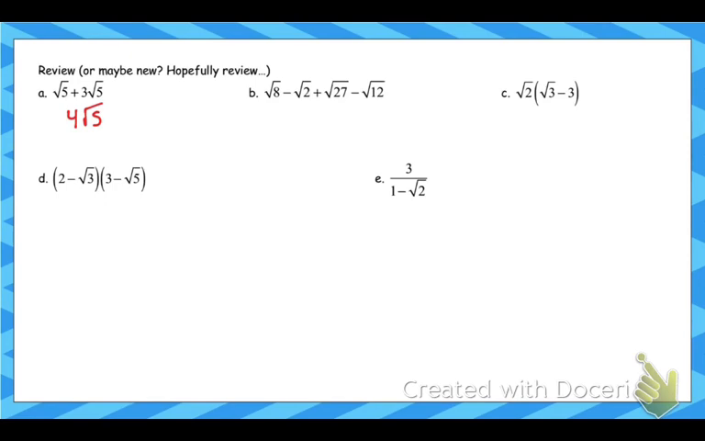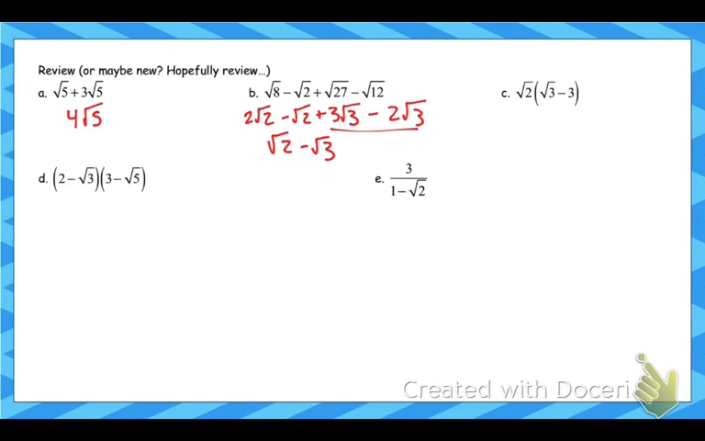So the square root of 8 becomes 2 root 2, the square root of 27 becomes 3 root 3, and the square root of 12 becomes 2 root 3. Then from there, we can combine those two together, and I get my final answer. So you cannot combine it any farther than that. They have to be the same number under the root in order to combine them together.